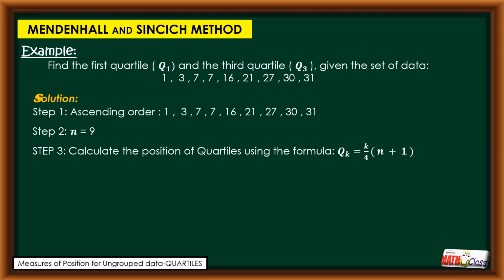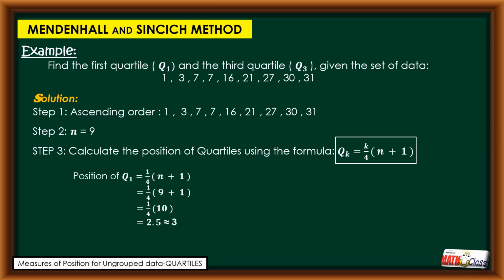For Q1, locate its position using the formula 1 over 4 times the quantity of n plus 1, as we substitute 1 to the value of the variable k in the formula. So we have the position of Q1 is equal to 1 over 4 times n plus 1. Substitute the value of n in the formula. So we have here 1 over 4 times the quantity of 9 plus 1. So 9 plus 1 is equal to 10 times 1 divided by 4. The resulting value is 2.5.